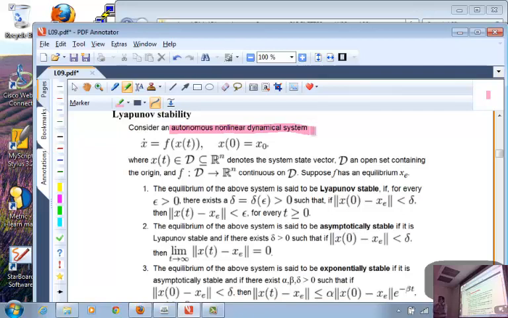What is autonomous? What is nonlinear? What is dynamical? Pardon me? I know the last two. You know the last two, nonlinear and dynamical. Autonomous, does that mean... No. No. Let's see. Anybody else? Is that independent of the initial condition?